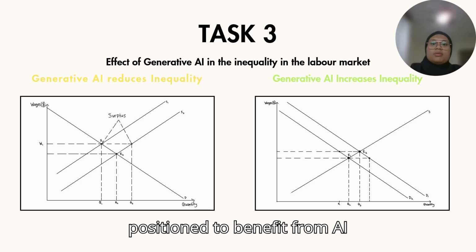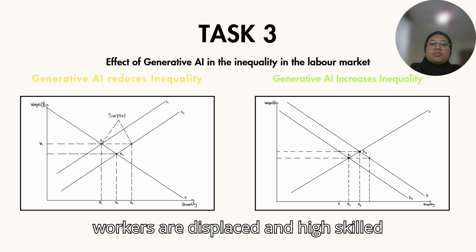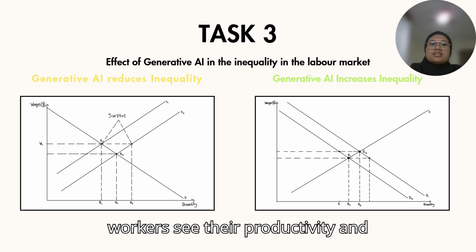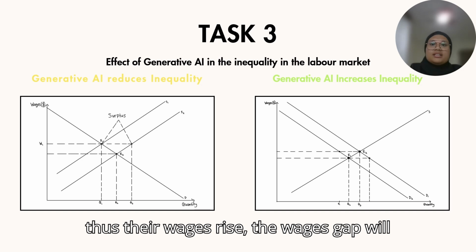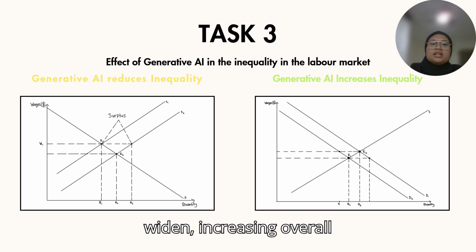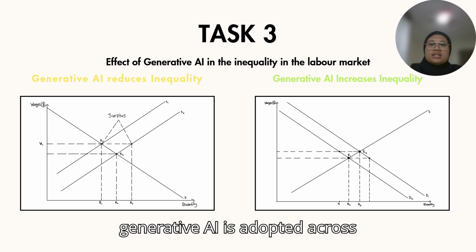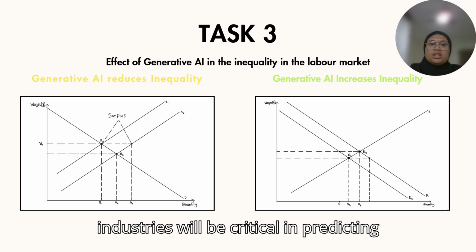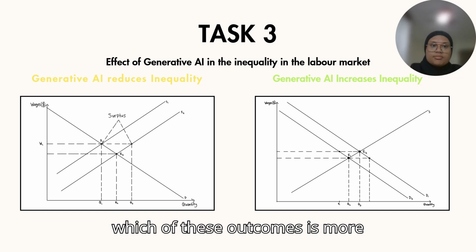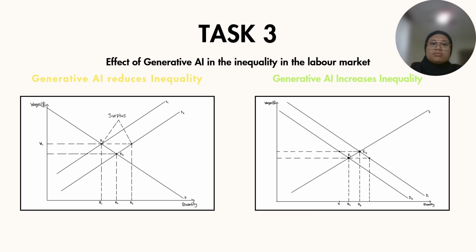However, in a contrasting scenario, generative AI may exacerbate inequality by favoring high-skilled workers who are best positioned to benefit from AI capabilities. If low-skilled workers are displaced and high-skilled workers see their productivity and thus their wages rise, the wage gap will widen, increasing overall inequality. Understanding how generative AI is adopted across industries will be critical in predicting which of these outcomes is more likely.